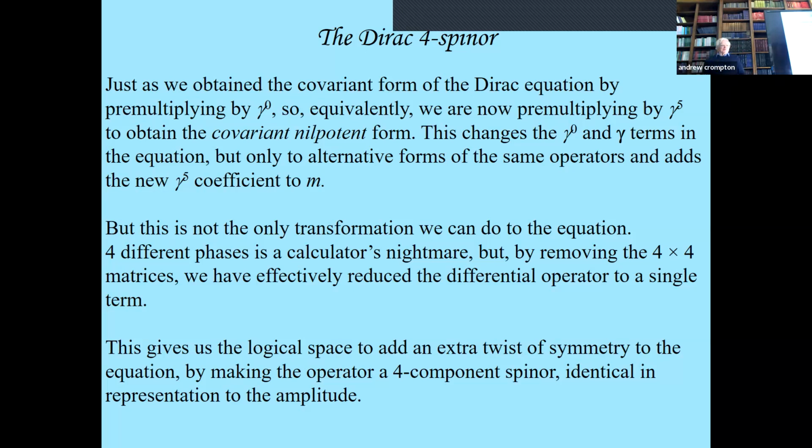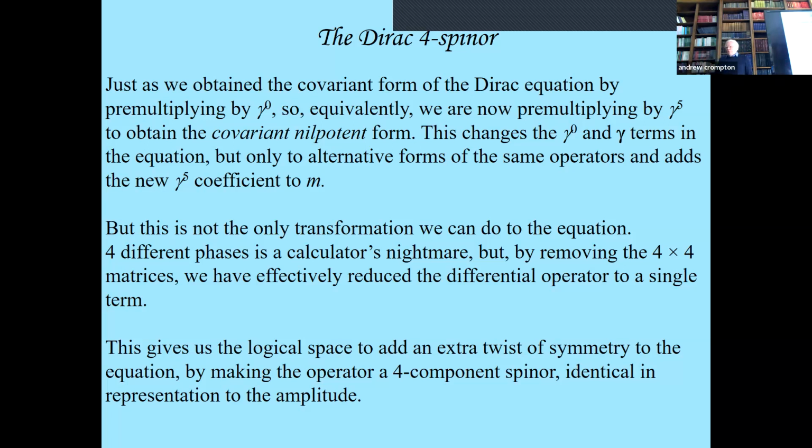But it's not the only transformation we can do. If you have got 4 different phases, you've got no hope of getting an easy solution. You need one phase, because that's the thing you have to guess to solve this equation. You've got to guess what the phase might be. And once you guess the phase, everything else flows.